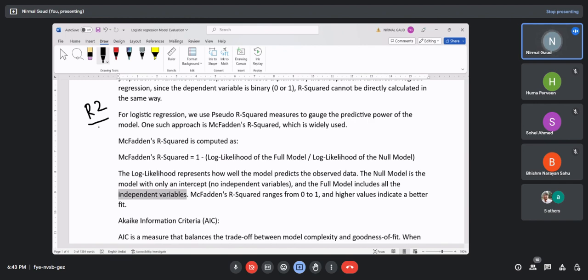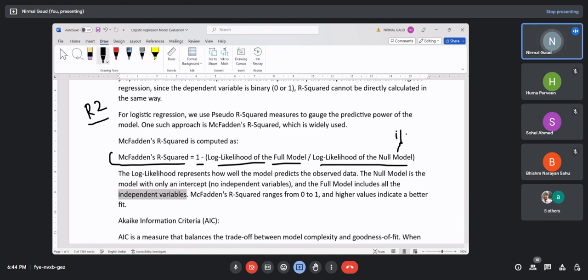To compute this, we are going to use a formula called McFadden R square, which is equal to 1 minus the log likelihood. You know this very well from yesterday's class: h(x) to the power y multiplied by (1 minus h(x)) to the power (1 minus y). This is the likelihood. When you take the log of it, it is called the log likelihood. So we have seen this, the log likelihood. So the log likelihood of the full model divided by the log likelihood of the null model. In the case of the null model, there is no independent variable.